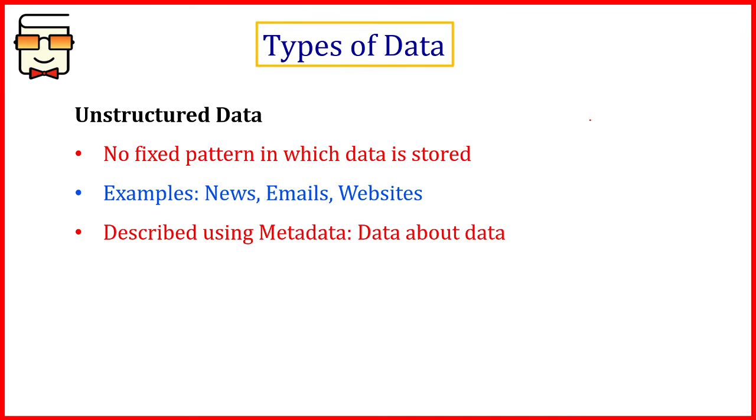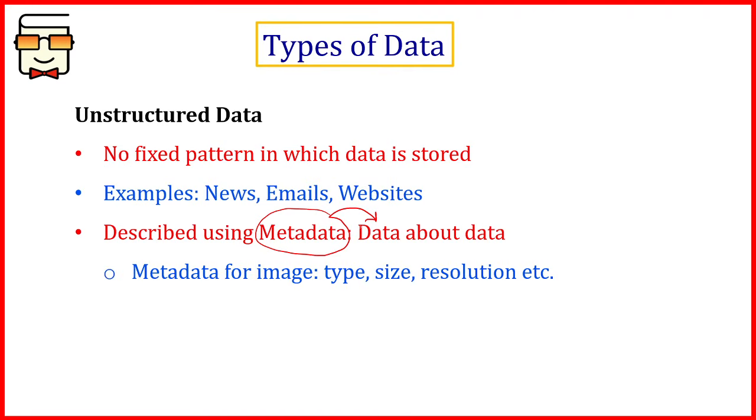Now, unstructured data is mainly described using metadata. So in the case of structured data, we saw that every observation or every row has its properties written in the form of columns. But in the case of unstructured data, the unstructured data is described using metadata. Now metadata means the data about data.